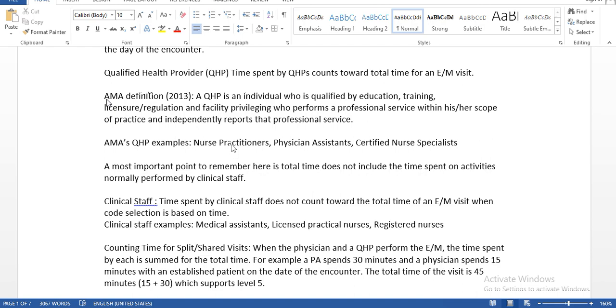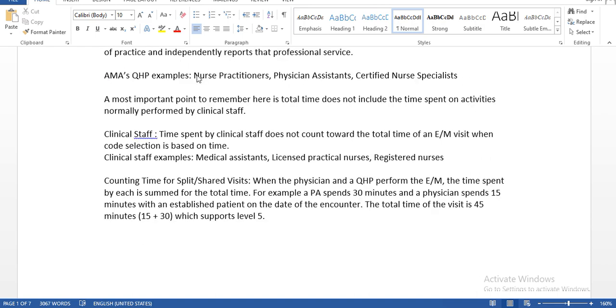Nurse practitioners, physician assistants and certified nurse specialists. If these three categories perform the encounter, we can code time and we can consider their time when we are coding E&M using time. The most important point to remember here is that total time does not include the time spent on activities normally performed by clinical staff.